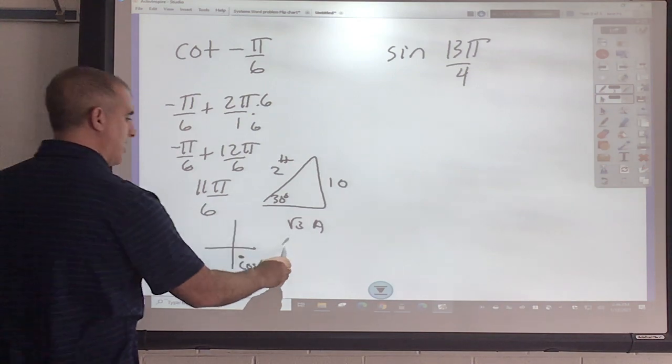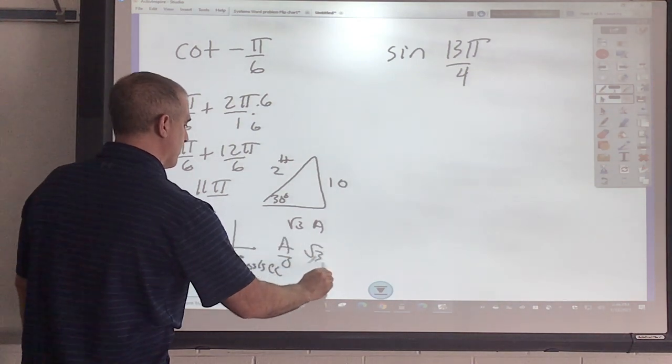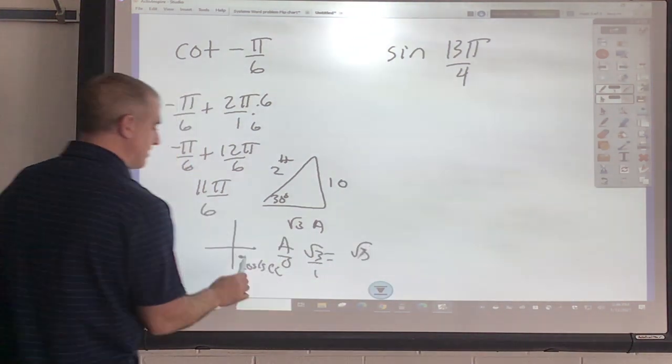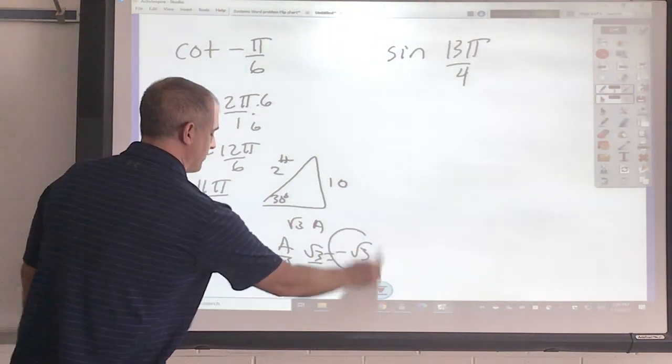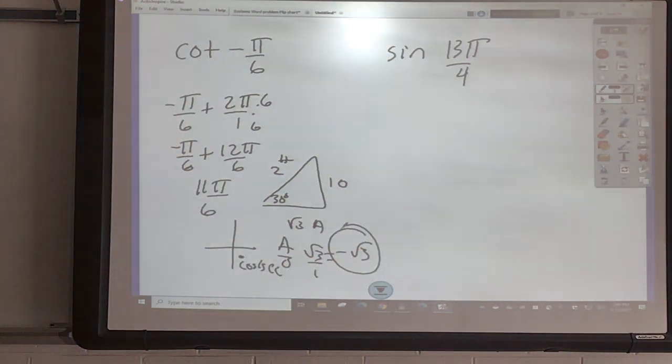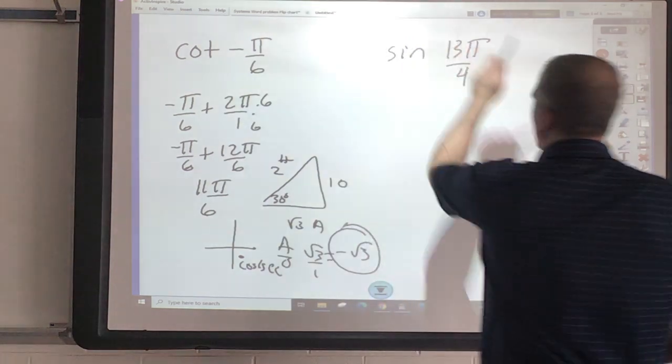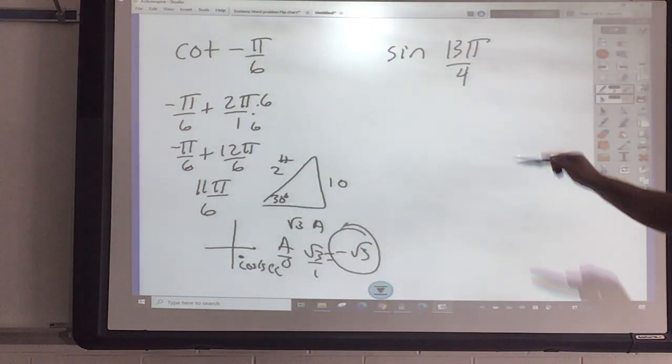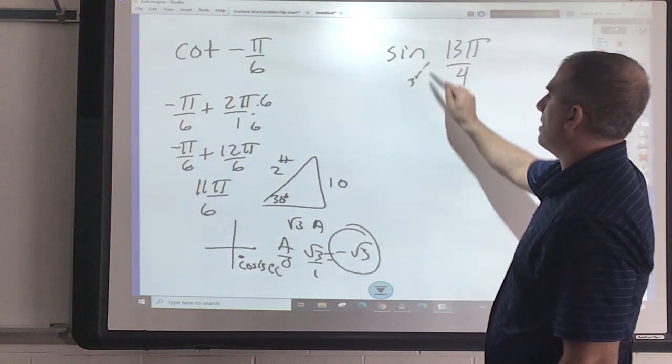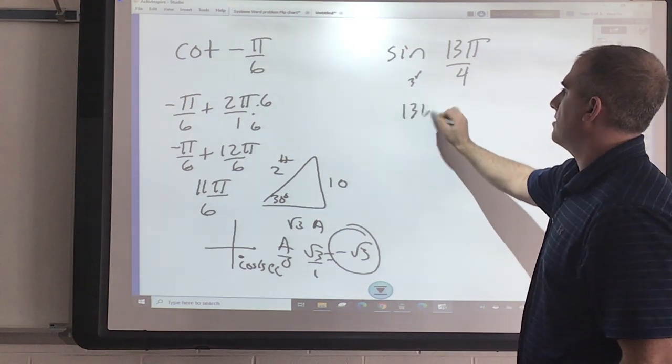So cotan would be A over O, square root of 3 over 1, which would be square root of 3. Since it's in here, only cosine would be positive, so that would be negative there. This could be quad 4, but I have to check how many times that goes into it. It goes in 3, so I have to do something. I have to subtract 2 pi.